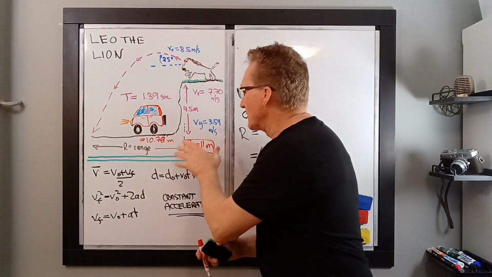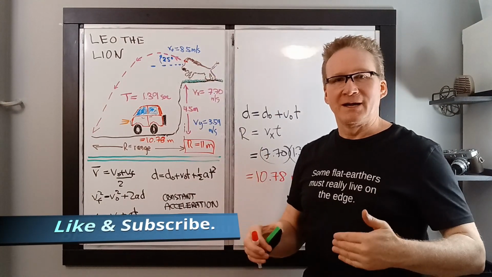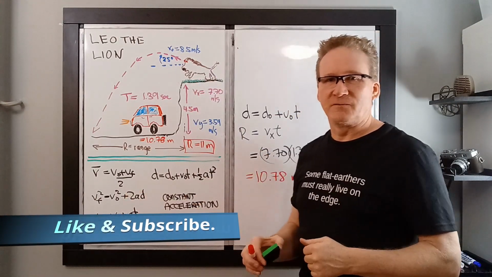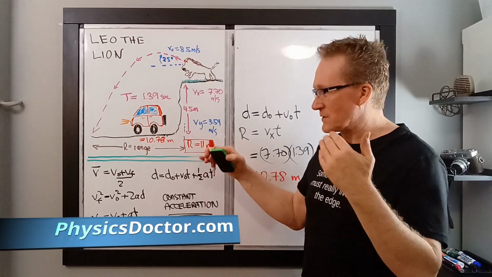So does that seem like a reasonable distance for a lion to jump off a cliff? Well, just think about it. That's about the distance of first downs in football. So that would seem like a lion might be able to jump that. Always ask yourself if your answer is reasonable.